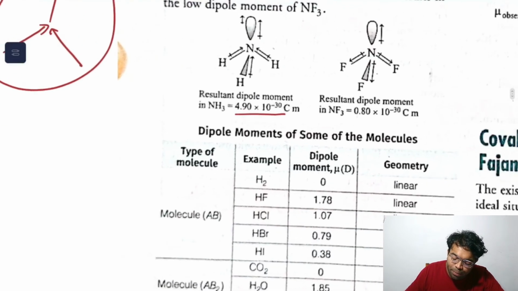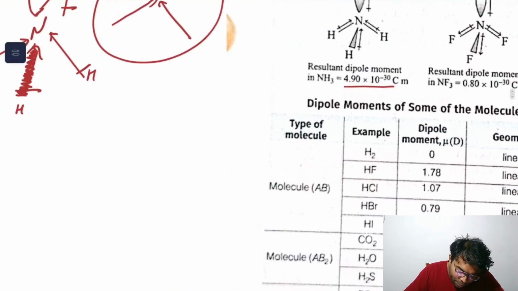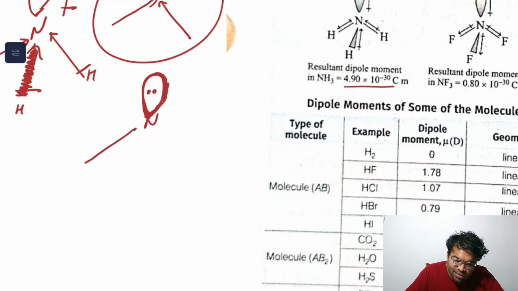Now let us look at the example of NF3. Now what is happening here? You have N, again a bubble. This bubble represents the lone pair of electrons. Again I'm telling you, Drupad, this bubble, this balloon, can you see the balloon here? It represents the lone pair of electrons. You can still see the screen, right? There is no problem.